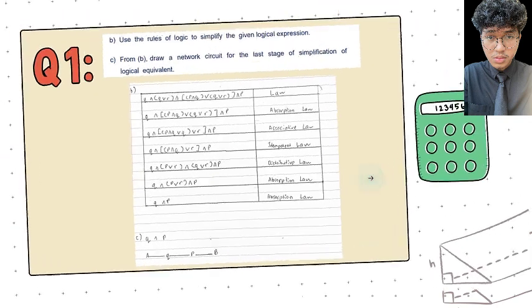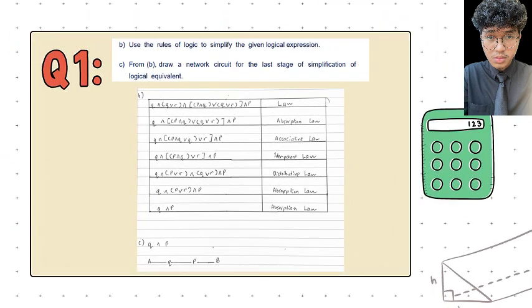Thank you, Idham. Now, we will be discussing the answer for question 1B. So, the first law used in order to simplify the logical expression is absorption law. This law is used to simplify Q or open bracket Q and R close bracket into Q. Next, we use associative law to combine the terms P or Q and open bracket Q and R into open bracket P or Q and Q close bracket and R.